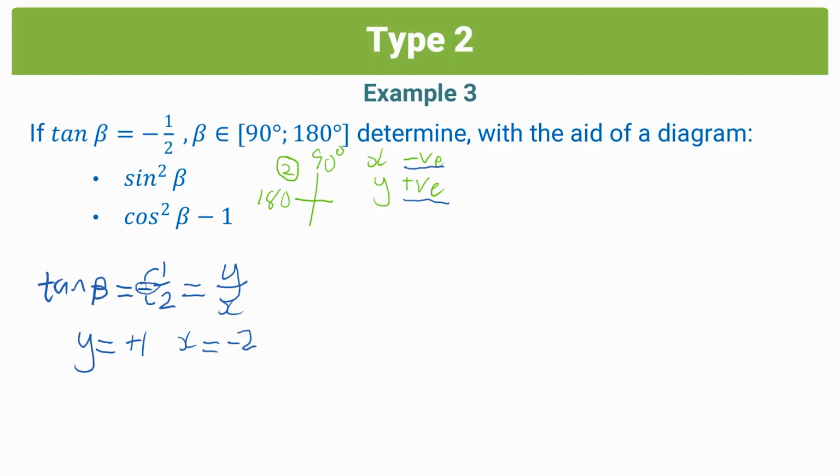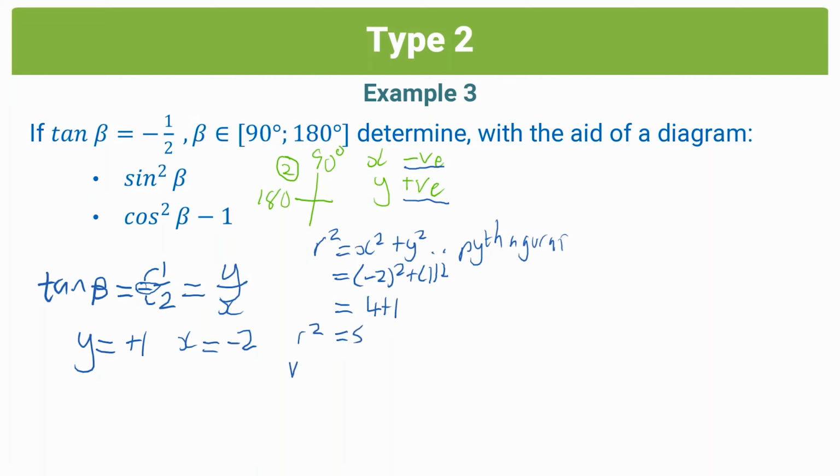So now we can go ahead and use Pythagoras to find r. We know r squared equals x squared plus y squared, and that's because of Pythagoras, right? So we know that x is negative 2 and y is 1. So that gives us 4 plus 1, which is 5. So we can square root both sides, and we get r to be positive root 5, because r is a radius and a length, so it's always positive.